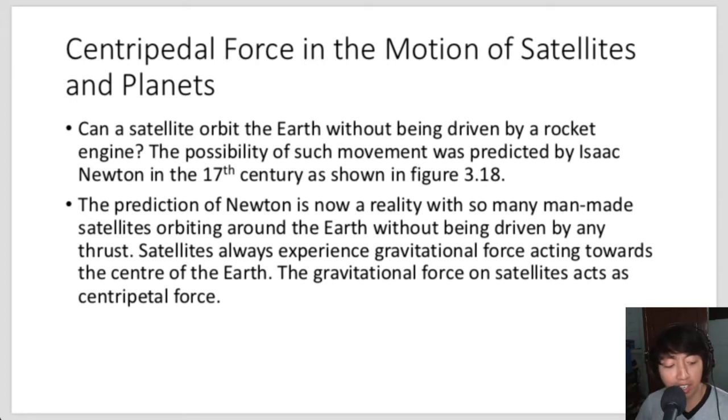This is why I was saying, even if we do not immediately see the uses of the things that we study, the knowledge that you gain will eventually grow. When Isaac Newton was alive, they did not have the technology to test this prediction, even though he had the maths to prove it. But now it's a reality with so many man-made satellites orbiting around the Earth without being driven by any thrust. Meaning once the satellite is in space, you don't need to use the engine anymore. Just turn it off and let gravity do its work for you.